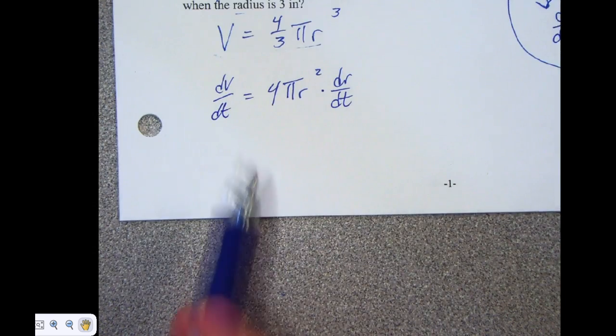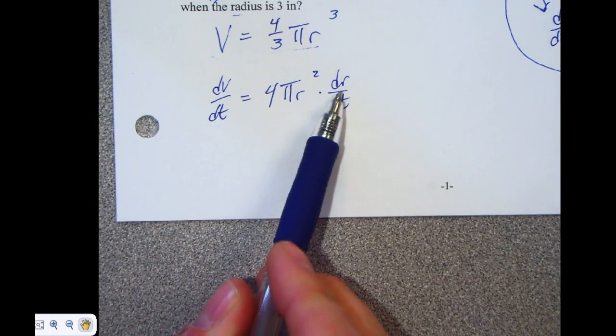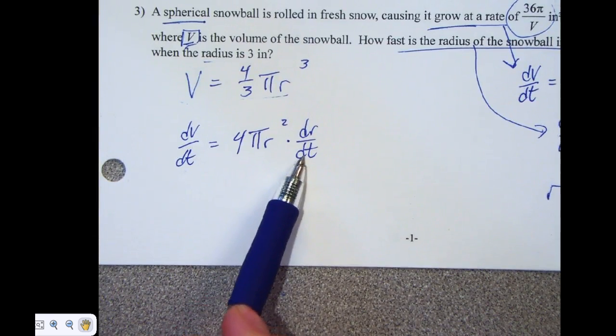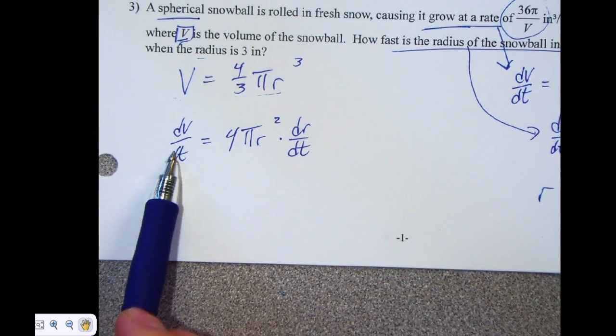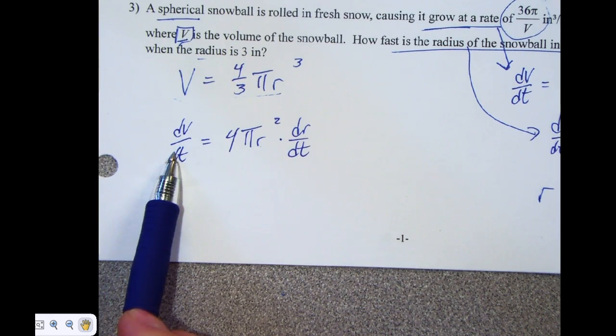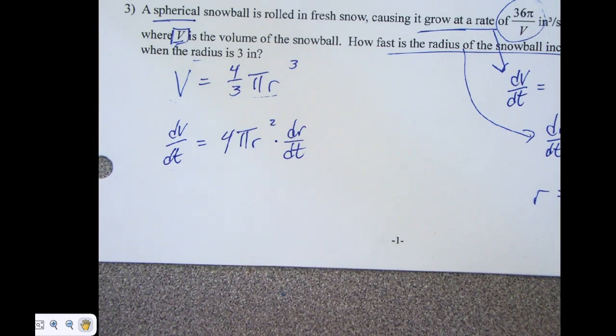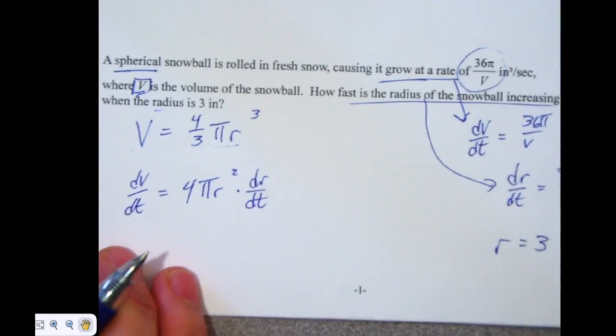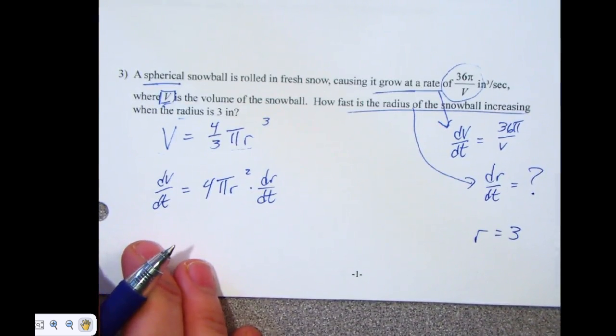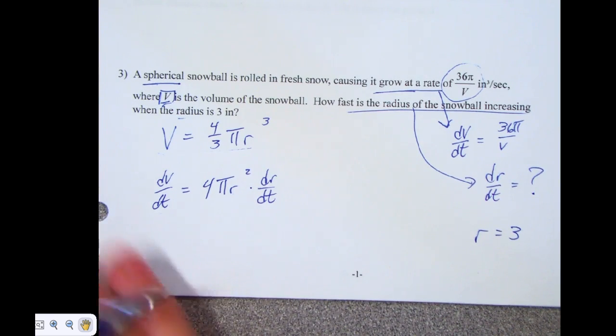So, I don't know dr/dt, that's what I'm looking for. I know r, I kind of know dV/dt, but I don't exactly know it yet. I want you to take a second and try to find out exactly what dV/dt is. The dV/dt right now has a V in it, right? But I don't want that V there. Fortunately, I can find that V. That's what I want you to do.